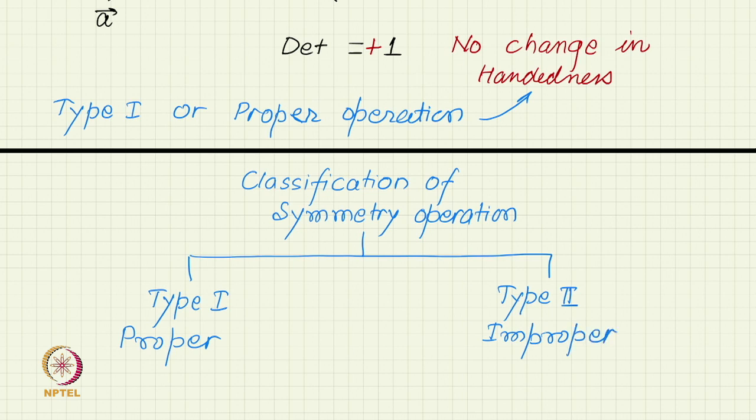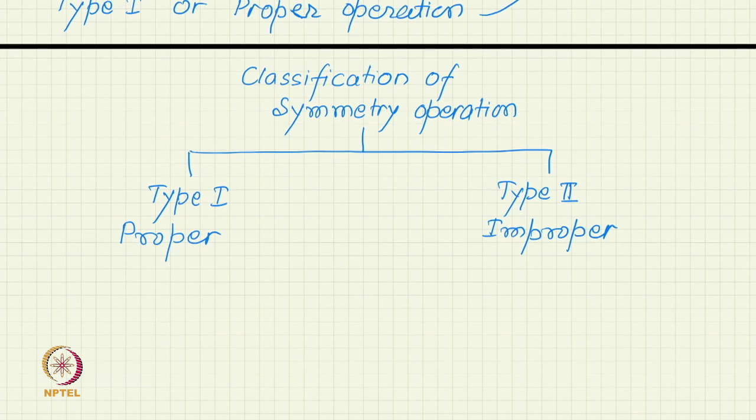I don't like the word improper, but that's how it is. It's like your even and odd. There is nothing odd about the odd numbers. They're just numbers, but historically they are called odd numbers. So historically these are called improper operations. So the determinant will always be plus 1.